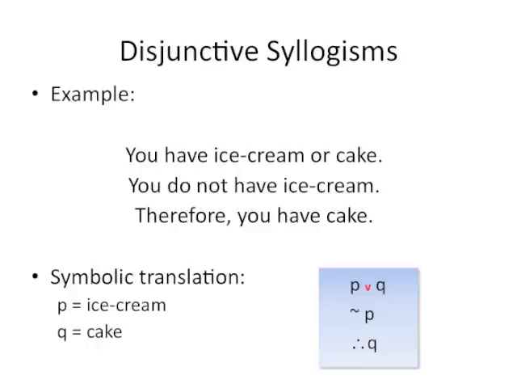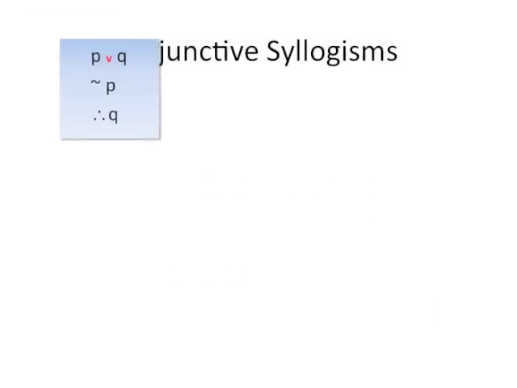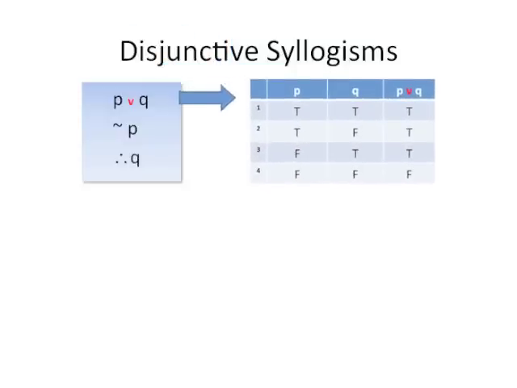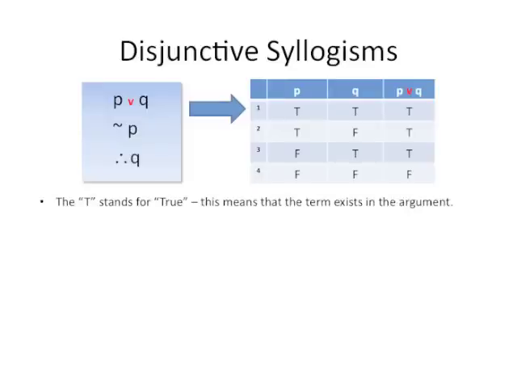So, looking at our translated argument in its symbolic form, we generate a truth table that looks like this. All right, where the T stands for true, and this means the term exists in the argument in this situation. So the F stands for false, and this means that the term does not exist in the argument. And so in row 1, we start off with the possibility that we have our ice cream, where P is present, and Q, our cake, is also present.